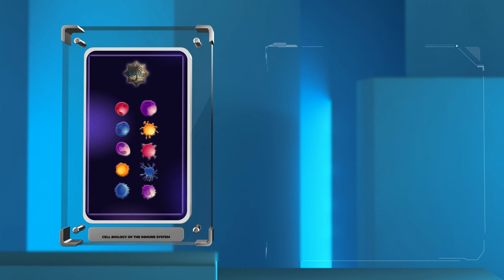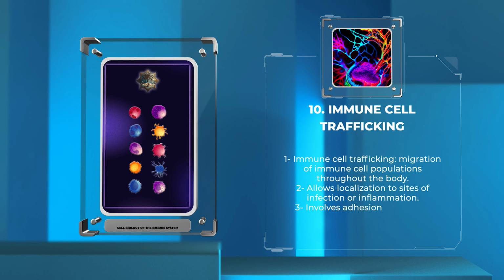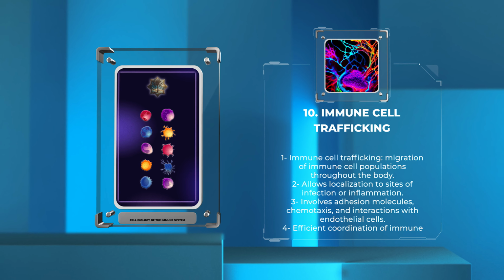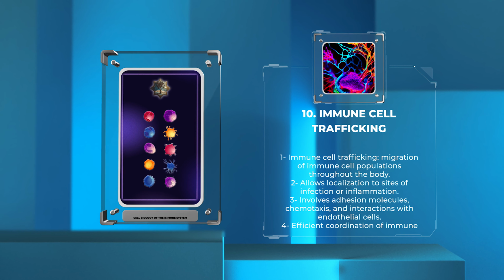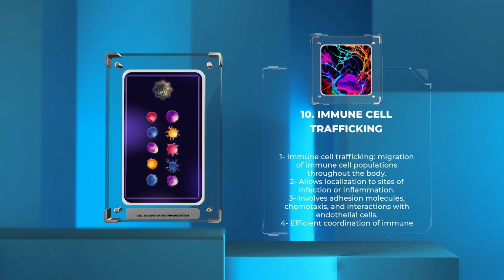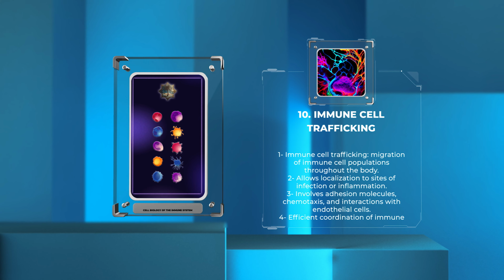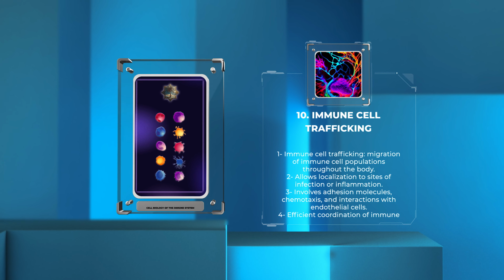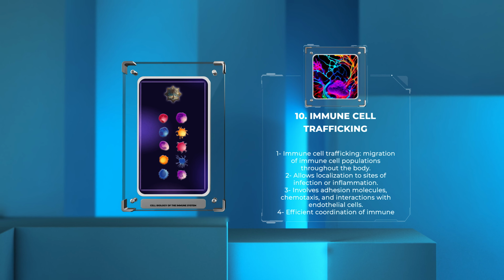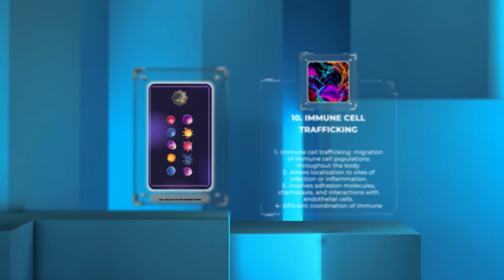Immune cell trafficking encompasses the migration of various immune cell populations throughout the body, allowing their localization to sites of infection or inflammation. This process involves adhesion molecules, chemotaxis, and interactions between immune cells and endothelial cells of blood vessels. By selectively directing immune cells to specific tissues, immune surveillance and responses are efficiently coordinated.